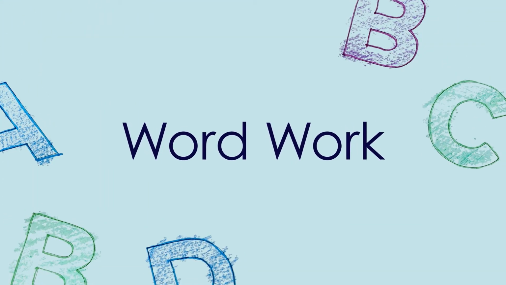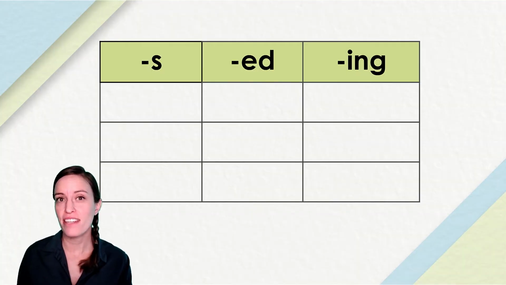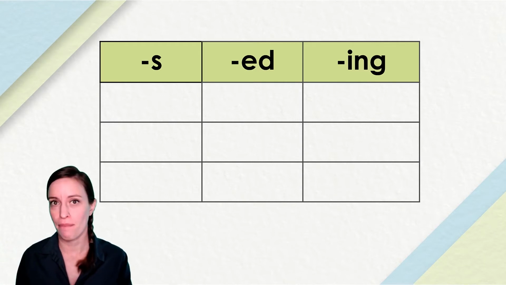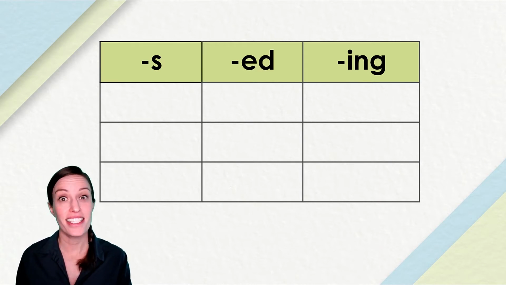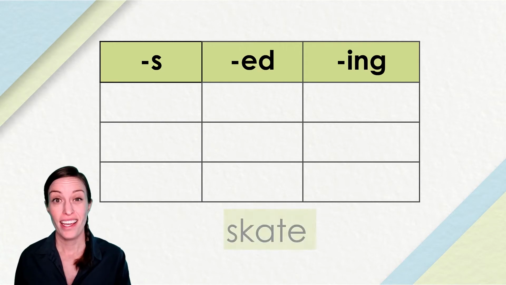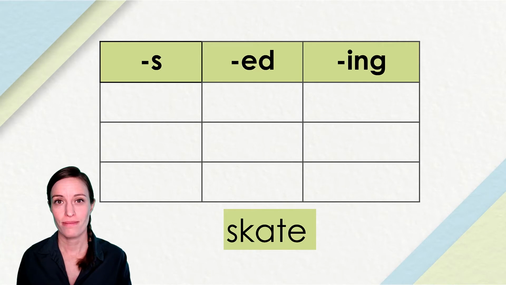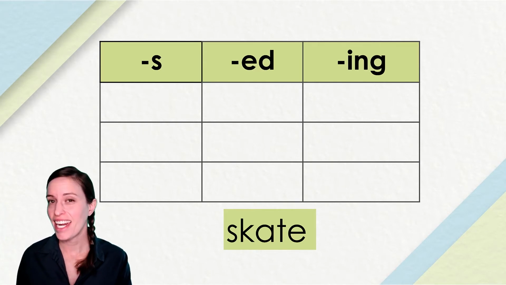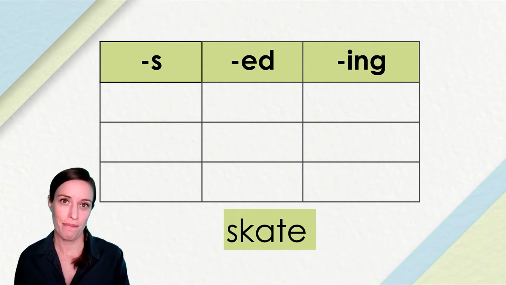Word work! For today's sorting game, we will look at CVCE words, and then we will add suffixes to them. For each word, we'll add the suffix s, the suffix ed, and the suffix ing. Here is our first word. What is it? Skate. You'll see that it has a magic E that is telling the A to say its name.